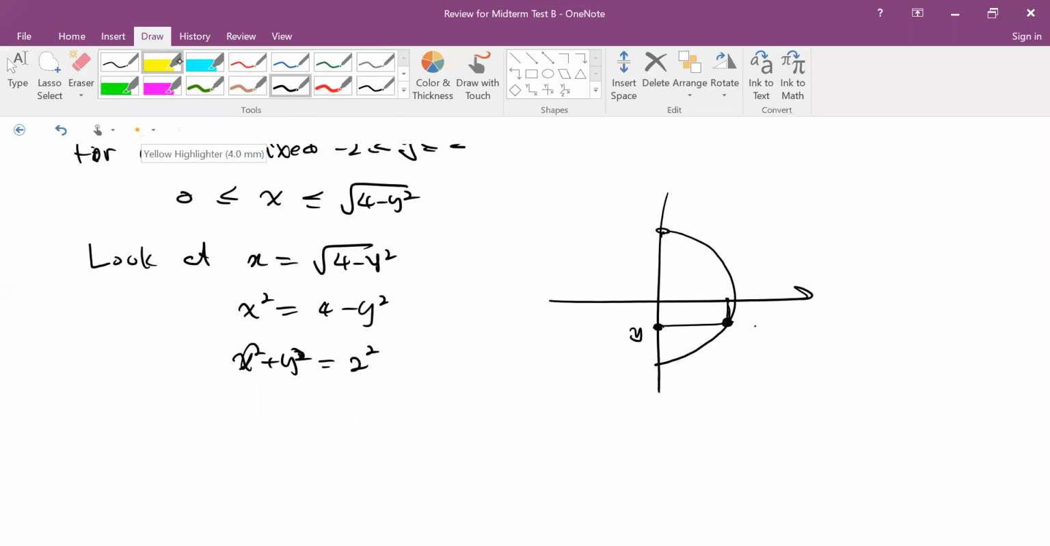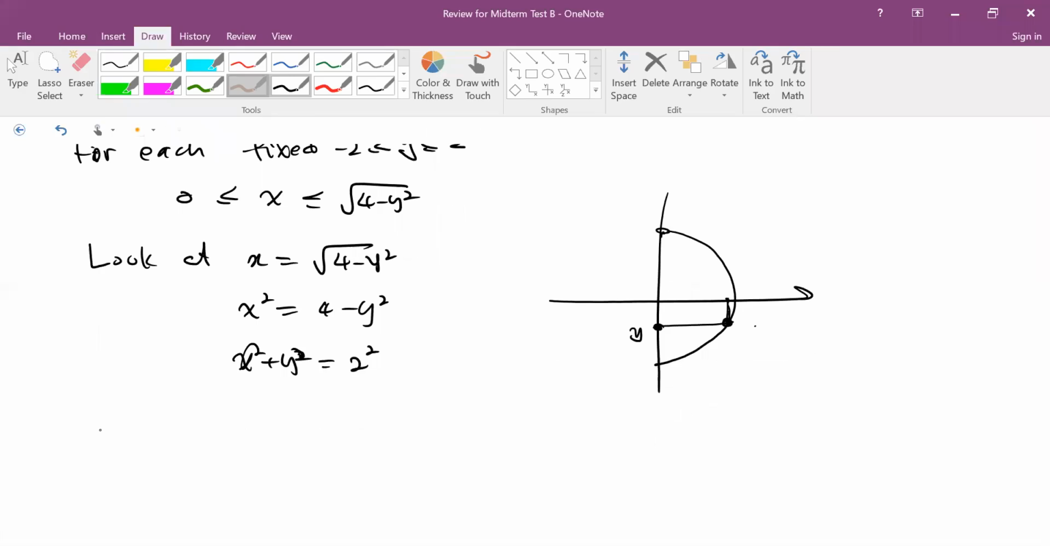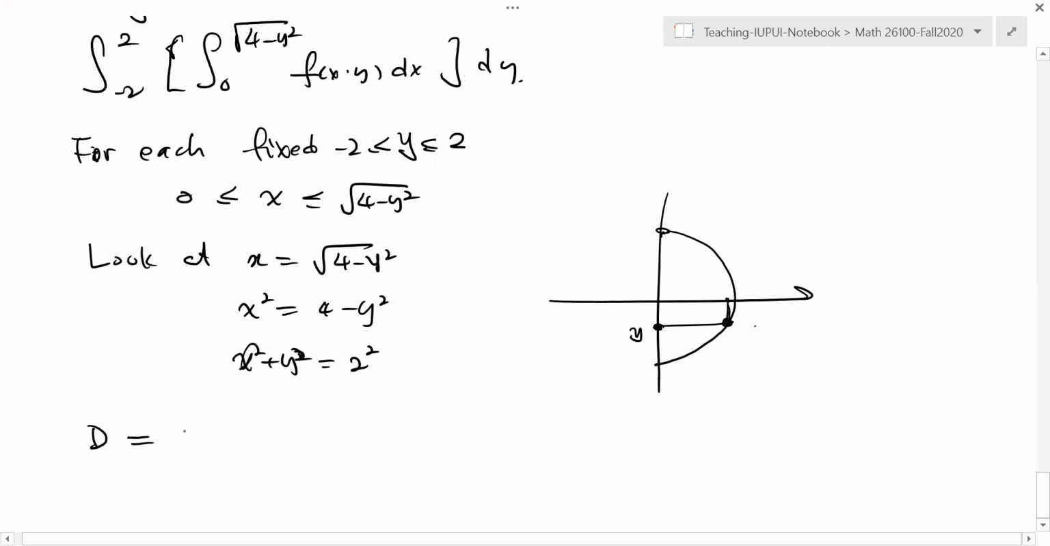So this is a domain D. It's a semicircle. I can describe the D in another form. I can say x squared plus y squared is less than or equal to 2 squared, and I just assume that x is greater than 0. Okay, that's another way to describe it.